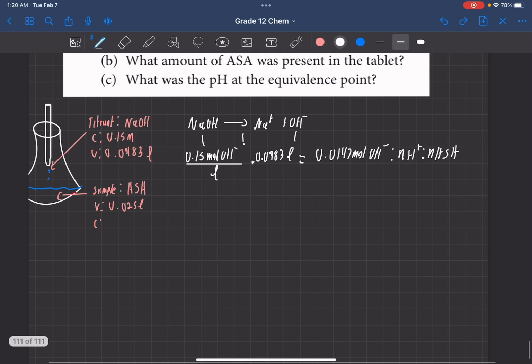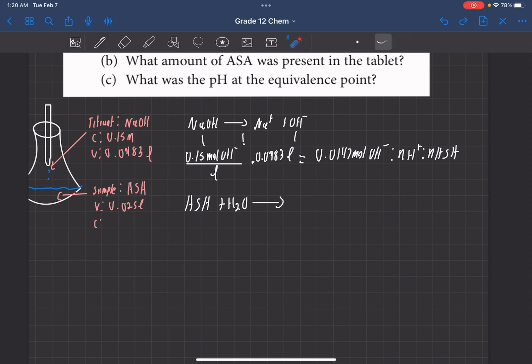Okay, so let's dissociate aspirin. So ASA, right, we add some water to it. I'm just going to add water so I can show you what's going on, even though you don't have to do that. It's going to act like a strong acid due to the Le Chatelier's principle that we explained earlier. So, right, it's an acid. It's going to donate a proton.